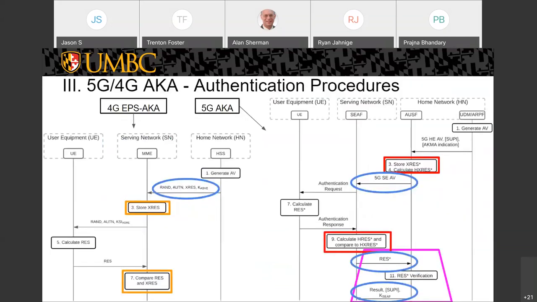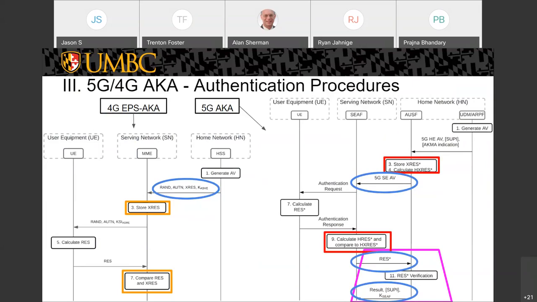To reinforce what was said by Prajna, the serving network and the home network entities of 4G and 5G are different. The basic functions are similar. The user equipment could be any device held by a subscriber, such as phones, laptops, Fitbits, and any other IoT device. The mobility management entity, MME, is the serving network for 4G. The security anchor function, SEAF, is the serving network for 5G. These are the cell towers of the model. The home subscriber system, HSS, is the home network for 4G.